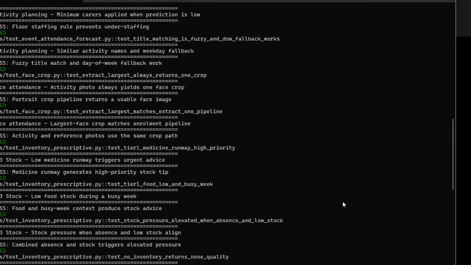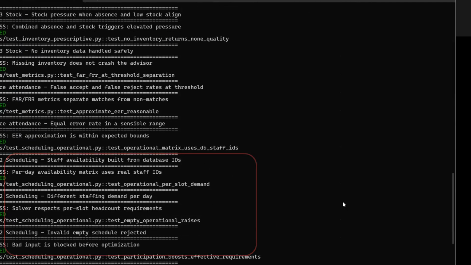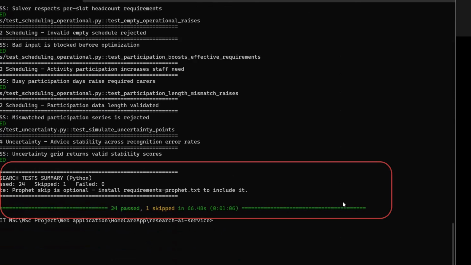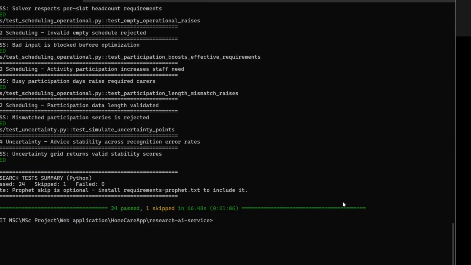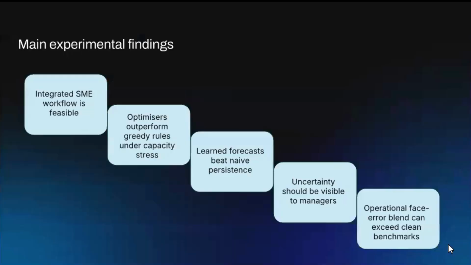Next, the RQ2 part. This confirms scheduling works on database shaped inputs and respects participation based staffing demand, matching the stress scheduling comparison on the slide. Overall, 24 Python tests passed with zero failures. One optional Prophet test may be skipped if the package is not installed. That confirms the research pipelines used in the demo are working as evaluated.